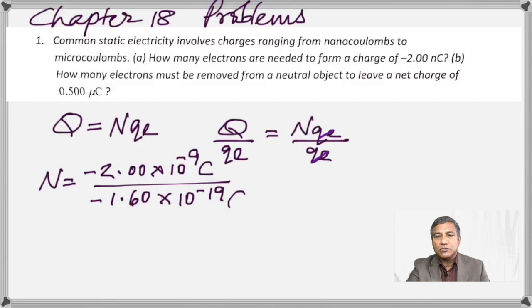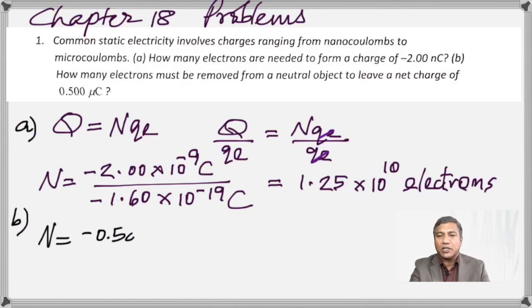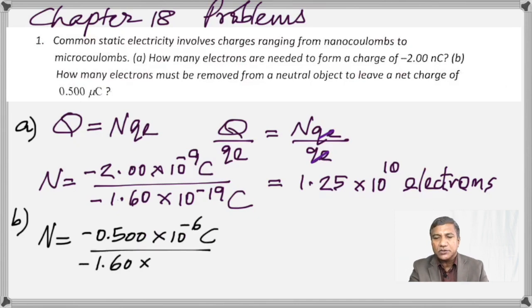Remember, negative 2 nano is 10 to the negative 9. And here is the charge of an electron. So when you divide it, you get 1.25 times 10 to the power 10 electrons. So such a large quantity of electrons is to be removed. It has a net charge, so it doesn't say if it's positive or negative. I just assumed it to be negative. So again, divide by the charge of the electron, and you get a large number of electrons that have to be removed in order to charge it.